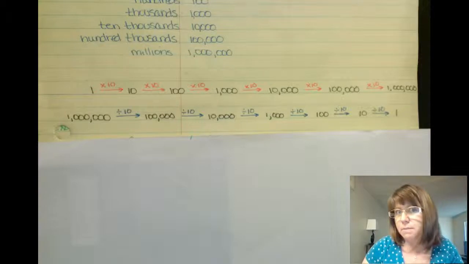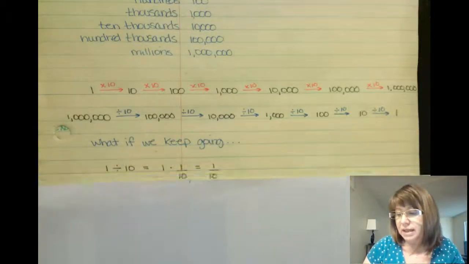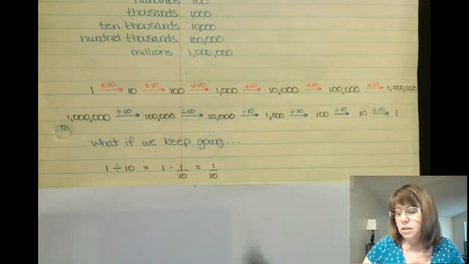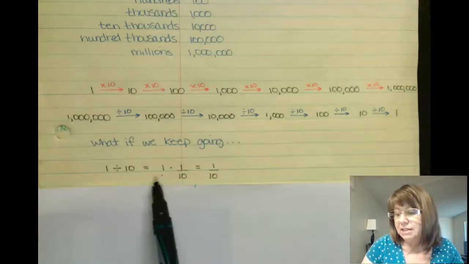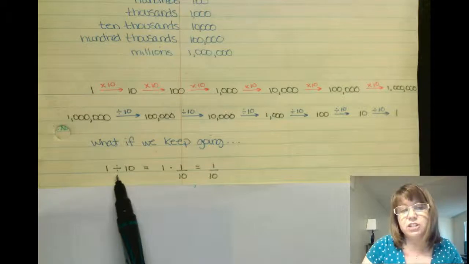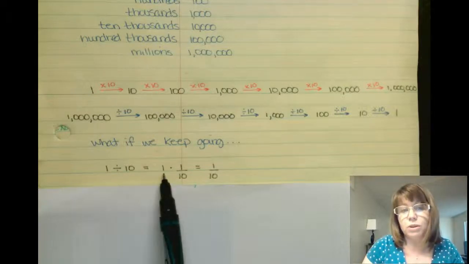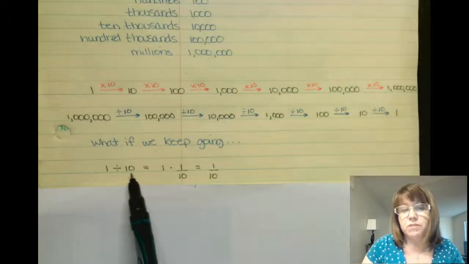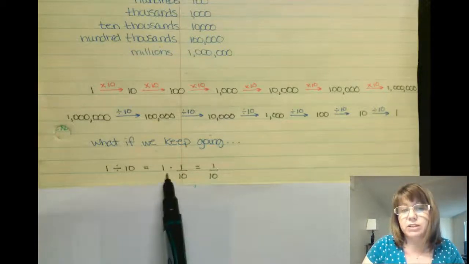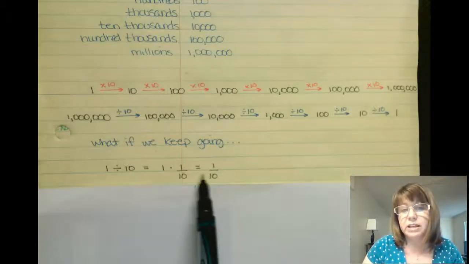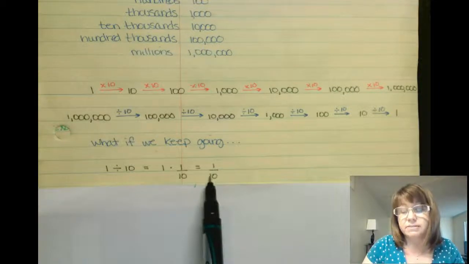But what if I don't stop there? What if I say 1 divided by 10? Well, I can change this division to the multiplication of its reciprocal. And the reciprocal of 10 over 1 is 1 over 10. So 1 times 1 over 10 is 1 over 10.